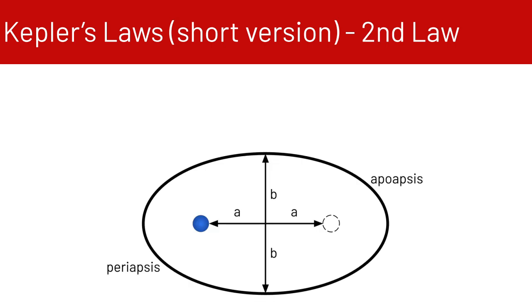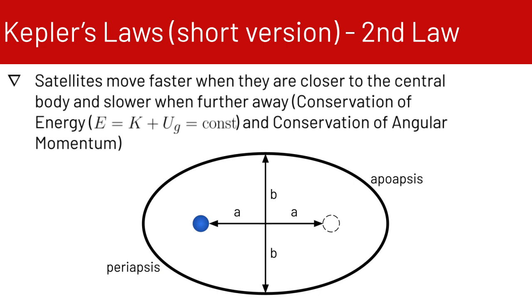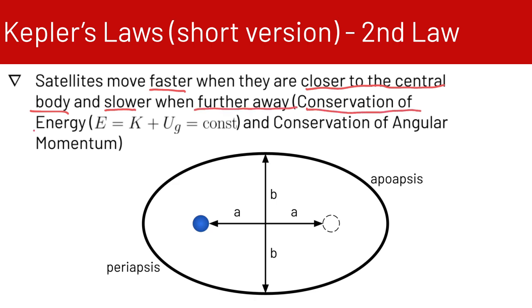Okay, so Kepler's second law says that satellites move faster when they are closer to the central body, and they move slower when they're further away. This is because of the conservation of energy, where total energy is equal to the kinetic plus the gravitational potential energy, which is constant, and the conservation of angular momentum, which we'll learn about more later.